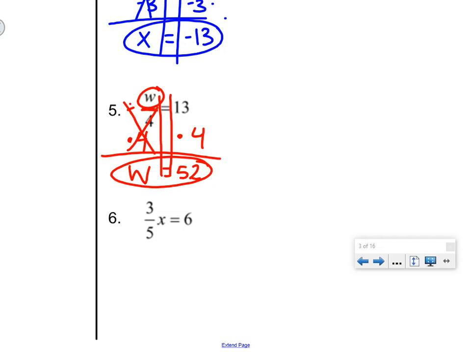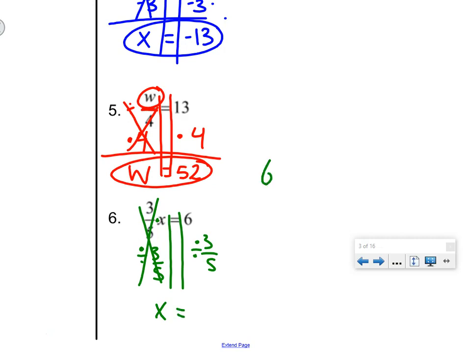Last problem here. 3/5 x equals 6. We're multiplying by 3/5 on this side, so that means we need to divide by 3/5 on both sides. 3/5 divided by 3/5 cancel out. We get x equals 6 divided by 3/5. If you don't remember how to do this, it's keep, change, flip. So we keep the 6. We change the division sign to a multiplication sign. And then we flip our fraction to 5 over 3.